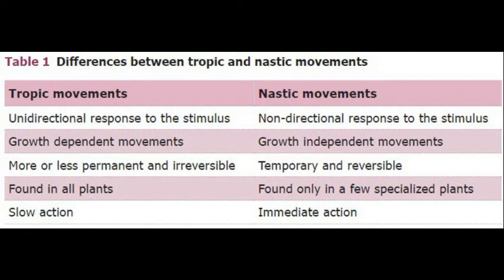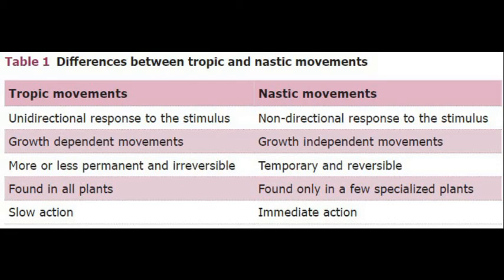The next is growth dependent movement. You know that the height of the plant growing or the root growing is related to growth. But nastic movement is not related to growth. The leaf will droop, and later after some time, the leaf will come back to the original position. Tropic movement, more or less, is permanent and irreversible. The change will not come back. That means once the root has grown, the root cannot become small again. But nastic movement is a temporary, reversible movement. The leaf droops, and later the leaf can become its original position.